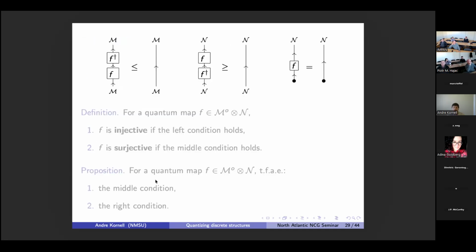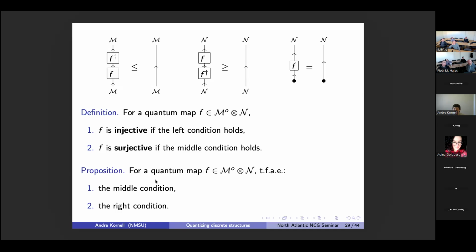All right, so I think we were here. These are very similar diagrams to the diagrams that we had two slides ago, but a few of the things are reversed here and there. For a quantum map F from M to N, we say that F is injective if the left condition holds. We say it's surjective if the middle condition holds. And it actually turns out that for quantum maps, the middle condition and the right condition are equivalent. These are classically two different ways of expressing that F is surjective.